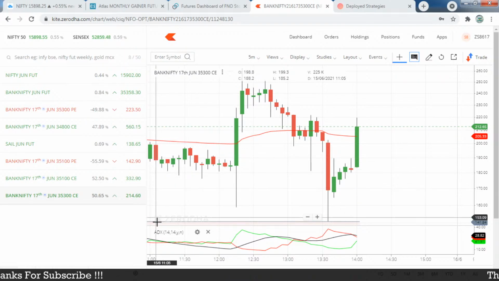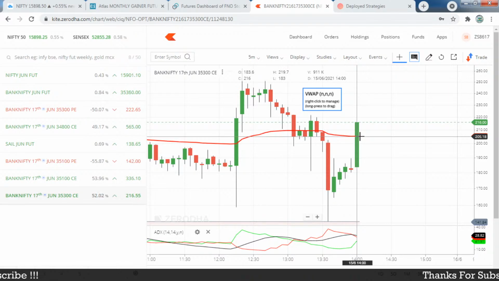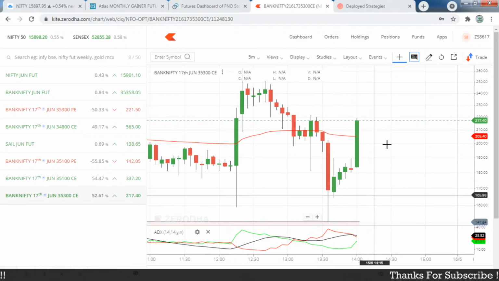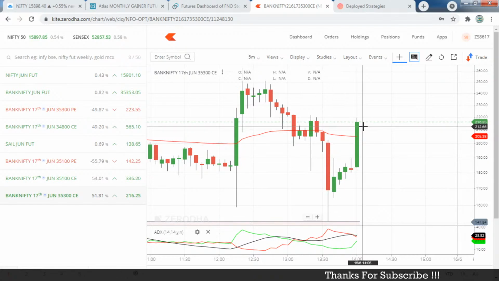Now it is trading at 214. We sold at that same point, but we were planning to sell around 205, but it suddenly spiked. Most of the time it suddenly falls and suddenly bangs up.